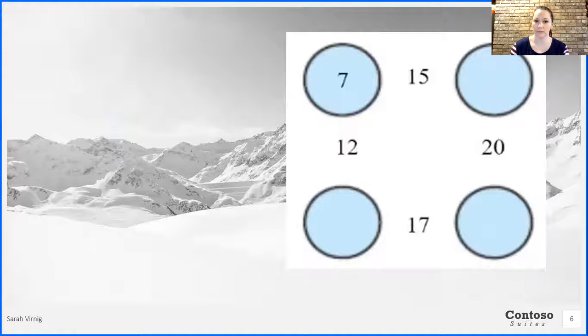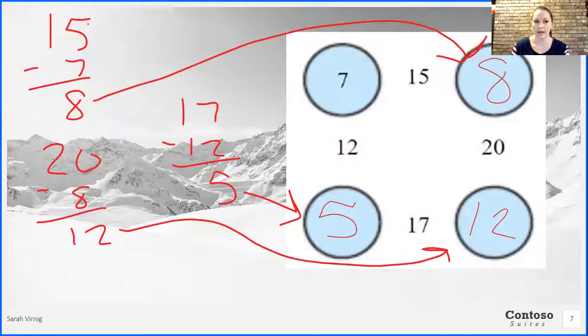Okay, so in our first question, we're missing the top right, the bottom right, and the bottom left. So our first step is I take 15 minus 7 to get 8, and I put 8 in the top right, because 8 plus 7 is 15. You can take 20 minus 8, which gives you 12, and you can put that in the bottom right-hand corner. You can check it: 12 plus 8 is 20. And our last one, the bottom left, I took 12 minus 7 gives us 5.